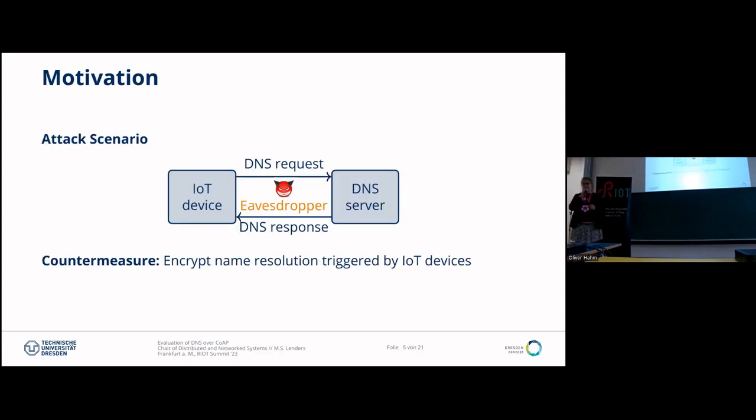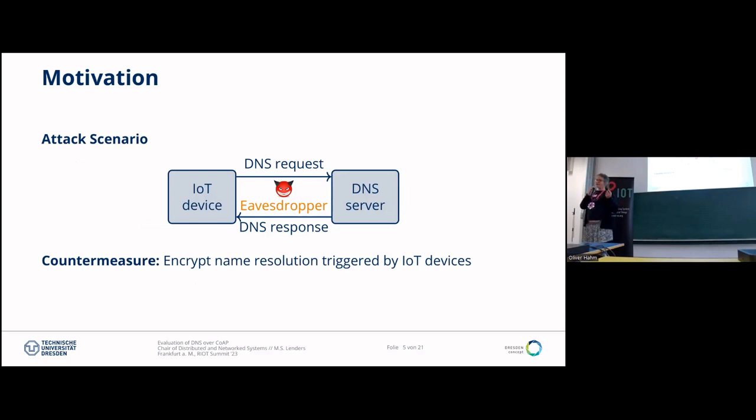So first of all, motivation. The typical attack scenario that you have with DNS is that you basically want to do a name request and then get a response back, but usually that is unencrypted, so any eavesdropper can just listen in and look at what you're doing and what pages you are calling, what pages you want to look at, or what sensors you want to wake and not wake. And the typical countermeasure is to just encrypt the name resolution, in our case, triggered by the IoT device.